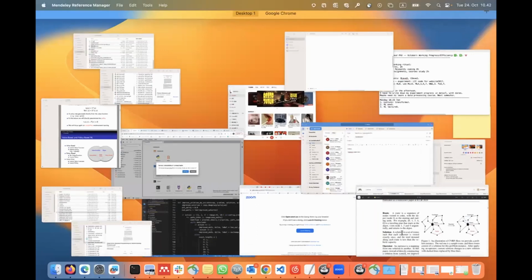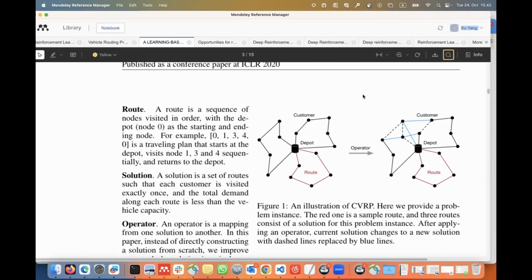Okay. I didn't prepare a presentation or slides for this talk, so I'll give it briefly. And here's the picture. The problem I'm interested in is the vehicle routing problem. Simply, here's a depot, and we have a vehicle or multiple vehicles, and we go to each node or each customer, and we deliver stuff.